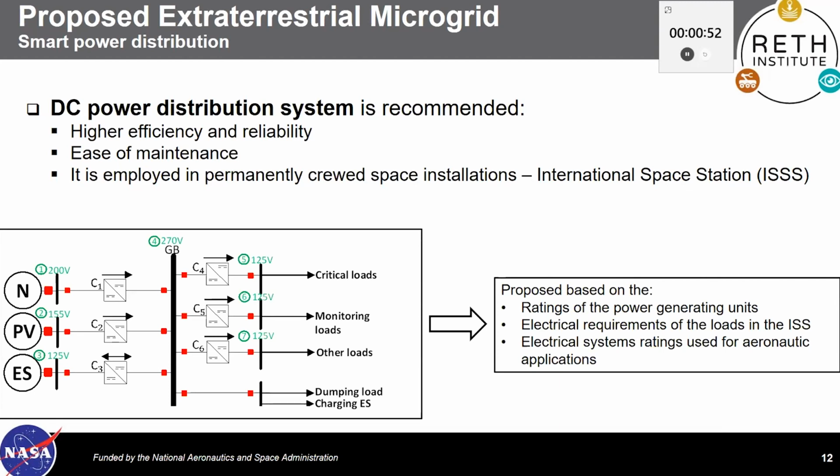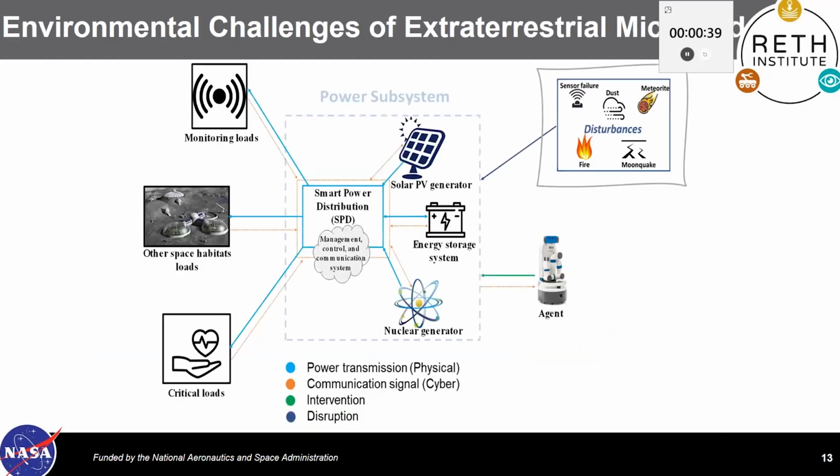For the voltage levels proposed in this distribution system, they are proposed based on the ratings of the power generation units, based on the requirements of the load in the International Space Station, and based on electrical system ratings in aeronautic applications. Can we go next?